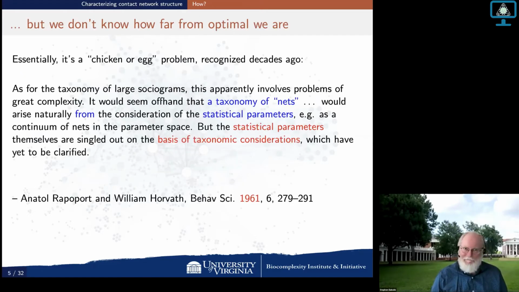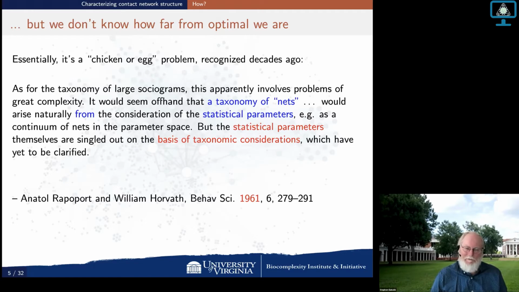Because of these things, we really don't know how far from optimal the solutions we're proposing are, except in the case of really small or really highly structured networks, or maybe very random networks. And the reason is that this is a chicken or an egg problem. And we've known this for at least 60 years.